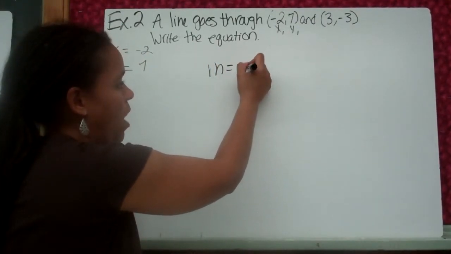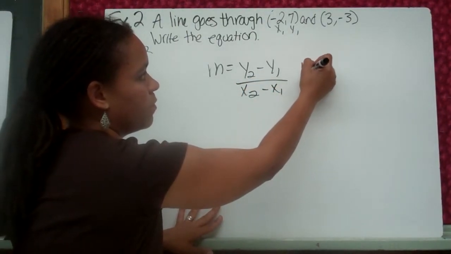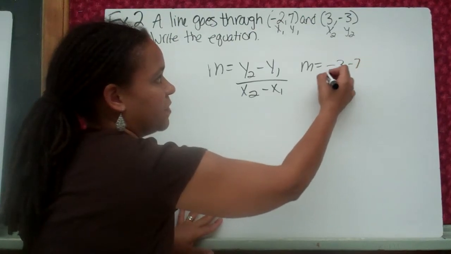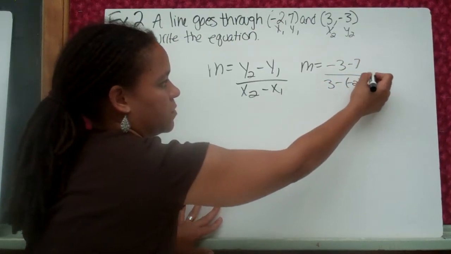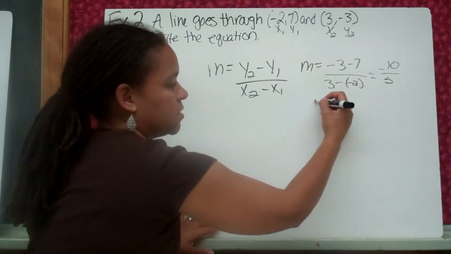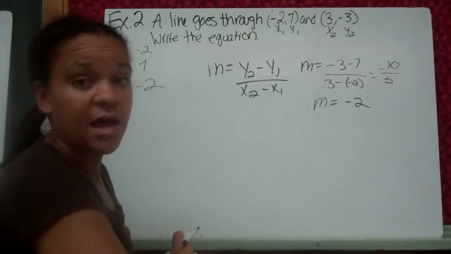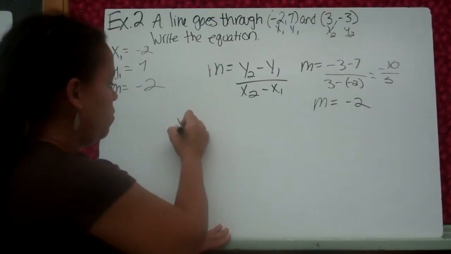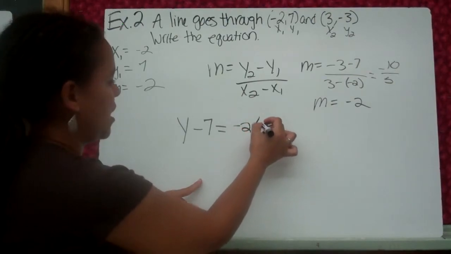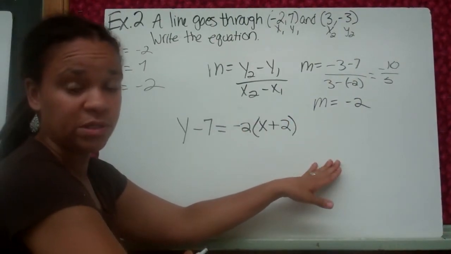So remember, m is equal to y2 minus y1 over x2 minus x1. So our slope would be, which is x2, y2, so -3 minus 7 over 3 minus -2. -3 minus 7 is -10. 3 minus -2 is 3 plus 2, which is 5. So our slope is -2. So now we do have a slope. If you want to write it in point-slope form and stop, then it would be y minus 7 is equal to -2 times x minus -2. So I'm just going to go ahead and turn that to plus 2. And that would be in point-slope form.